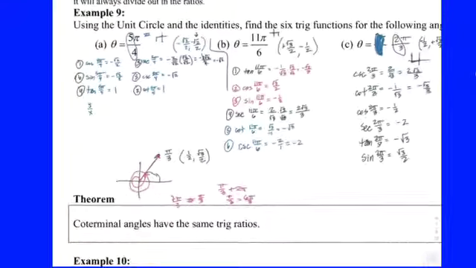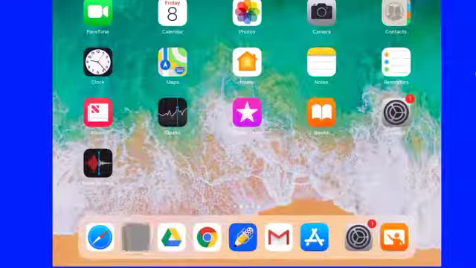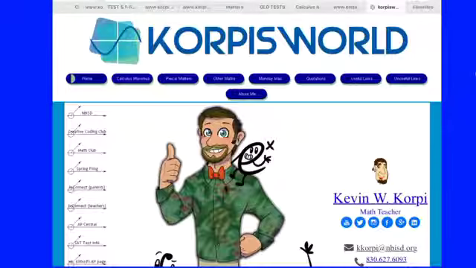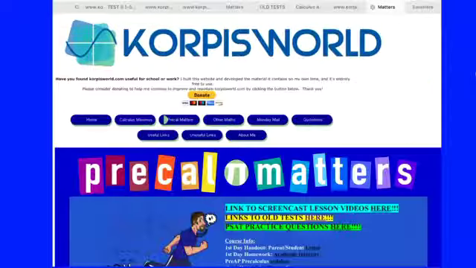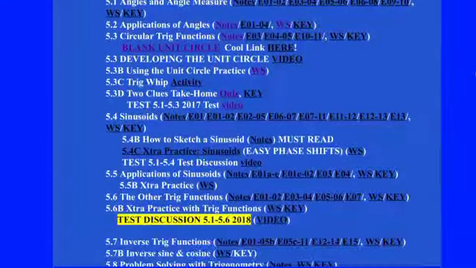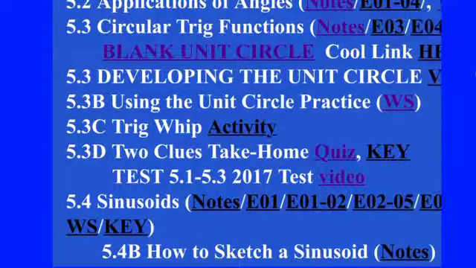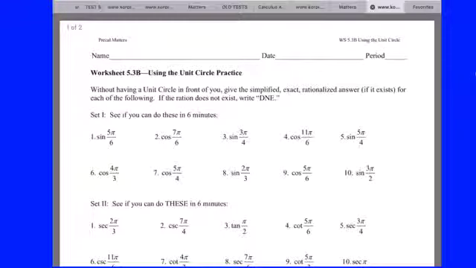So what are you going to be tasked with now for the rest of the period, which is like 20 minutes? I want you to go to Corpy's World, and then come down here to using the unit circle practice, 5.3b. Some of you all have already done this. That's fantastic. Try to time yourself if you want to have that extra layer of zest. But if not, just try to get through all 10, because these are like sample quizzes.